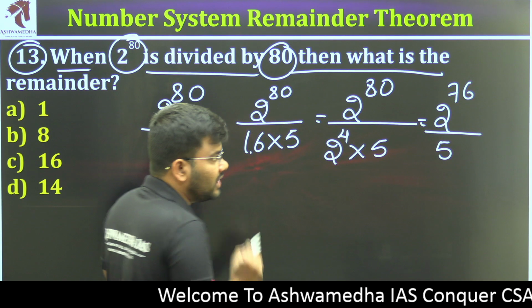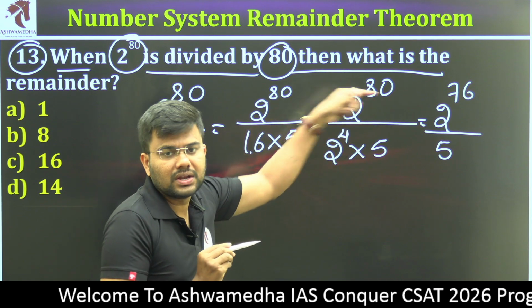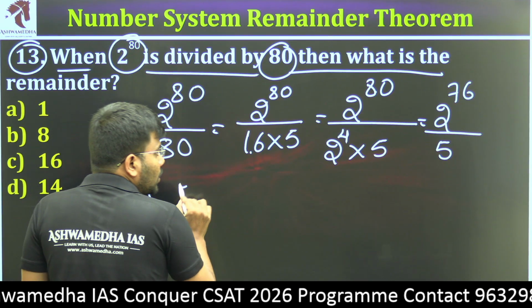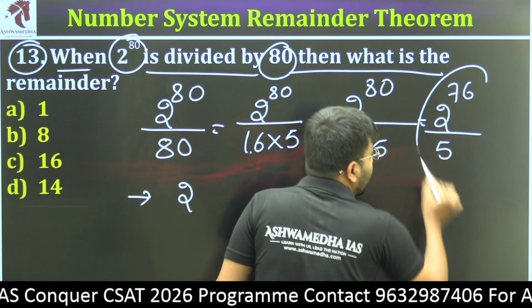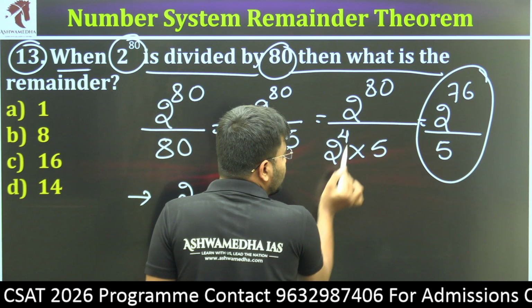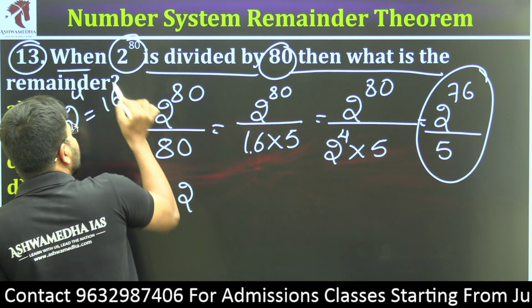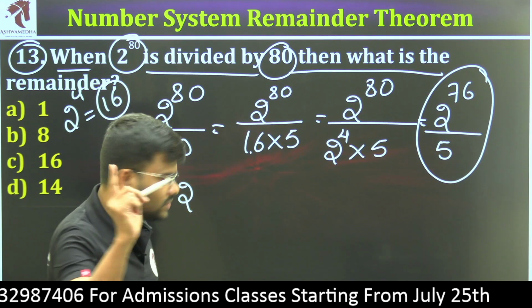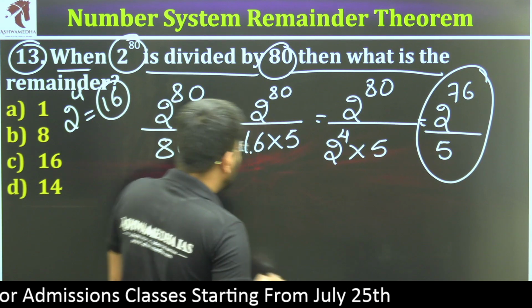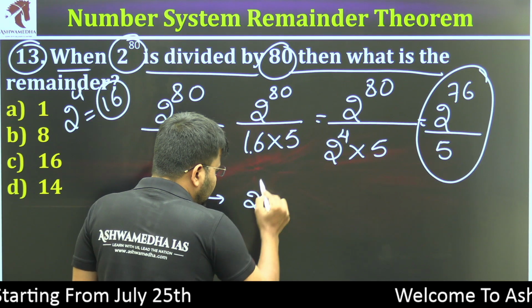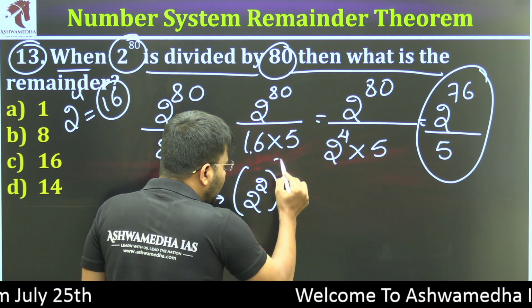Now you can easily find the remainder. 2 power 76 divided by 5. As in previous video problems, you should know what the cancellation factor is. You have cancelled 2 power 4, so 2 power 4 is the cancellation factor. Write it here. 2 power 4 is nothing but 16.